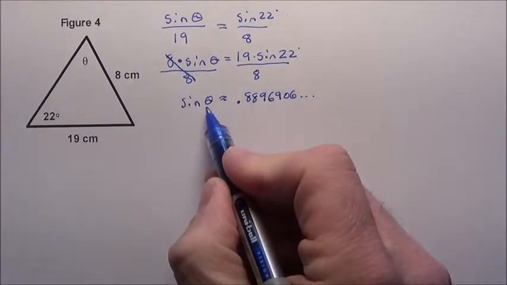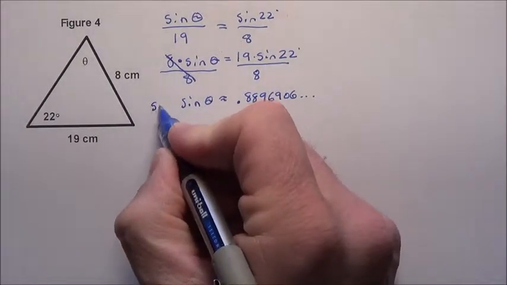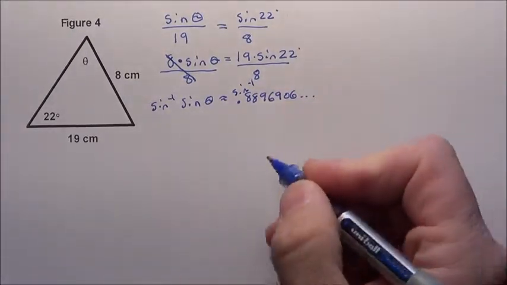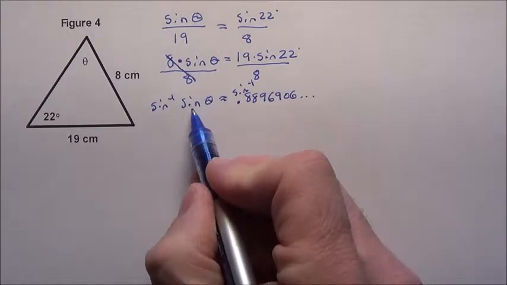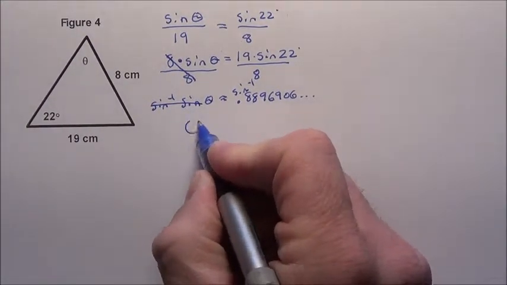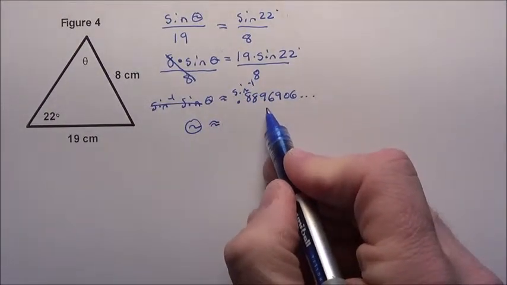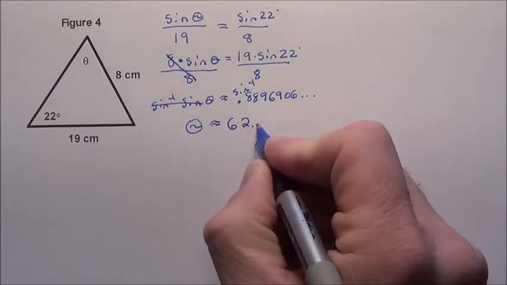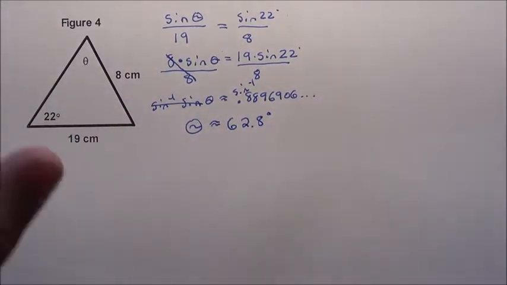Now, I've got to get theta by itself. The way we undo sine is we take the inverse sine. Whenever we're trying to find an angle, we're always going to be doing an inverse sine, inverse cosine, inverse tangent, whatever. That's how we always get theta by itself. Since I want to get rid of the word sine, I'm going to do the inverse sine. That gets rid of it. I'm left with theta by itself. And my calculator, when I do the inverse sine of 0.8896906, blah, blah, blah, I get about 62.8 degrees. And that's what theta would be in this problem for figure 4.